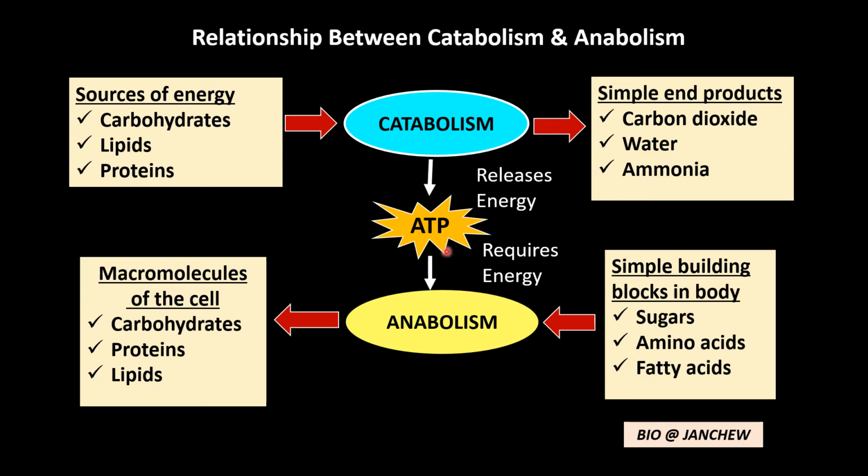Now that's catabolism. Next, in anabolism, we see that simple building blocks in the body, such as simple sugars, amino acids, and fatty acids, are used to form the macromolecules of the cell, such as carbohydrates, proteins, and lipids in the cell. And this process requires energy from ATP, which was produced through catabolism. In other words, catabolism provided the energy for anabolism.